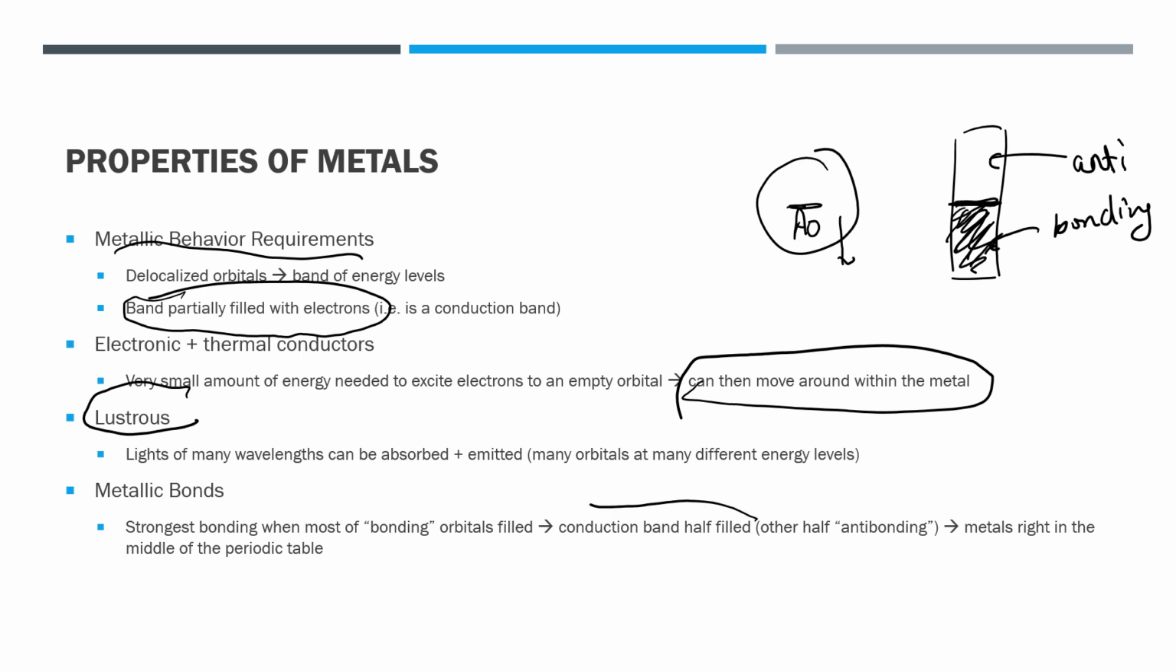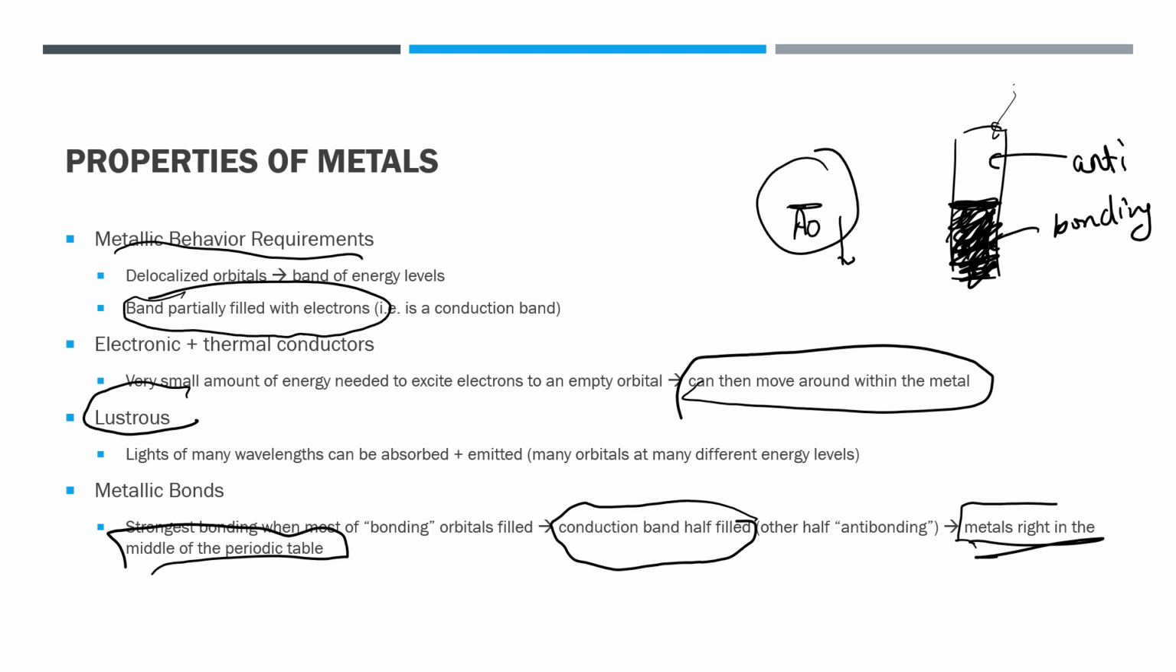So whenever we have the conduction band half filled, which is exactly what's happening here, we have all of the bonding orbitals occupied and none of the anti-bonding orbitals occupied. That means these are going to have the strongest bonds, right? Because there's the most lowering in energy of the electrons. And this happens with metals right in the middle of the periodic table. So these metals in the middle of the periodic table are going to have the strongest bonding.